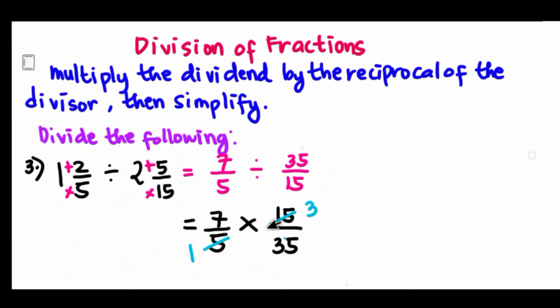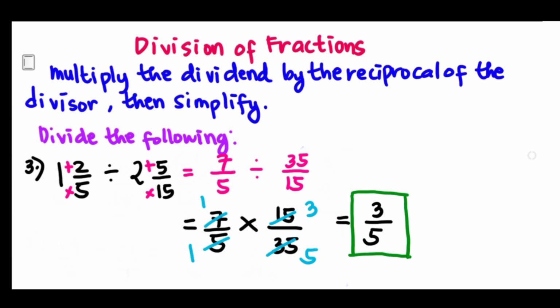And then, ito naman po, 7 and 35, pwede po sa 7. So, 7 divided by 7 is 1. And then, 35 divided by 7 is 5. So, next is 3 and 5. Wala na pong pwede ma-divide maliban sa 1. And yung 1, syempre 1 na yun. So, multiply natin yung mga natira. 1 times 3 is 3. 1 times 5 is 5. So, the final answer is 3 over 5. So, ito na po yung lowest term. 3 over 5.